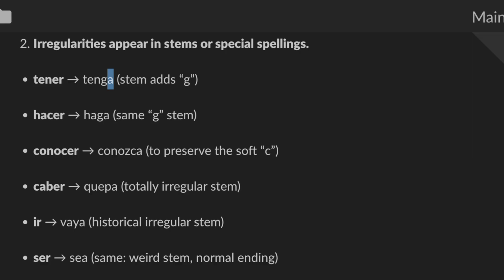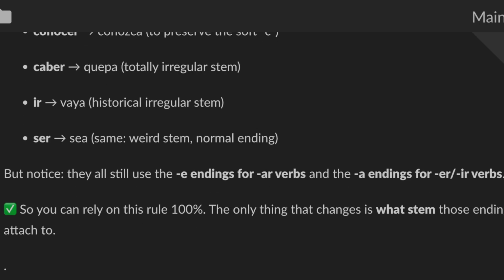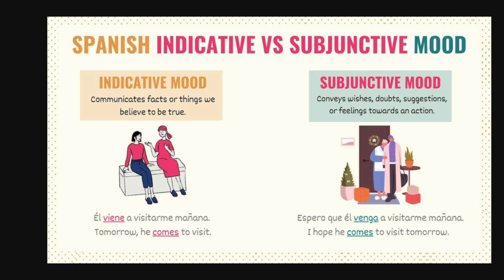What may or may not change, depending on if it's a regular or irregular verb, is a change in the stem of the word. But the conjugation between indicative and subjunctive doesn't touch the stem. It touches the ending vowel, right? And so you can rely on this rule 100% of the time. Easy peasy.